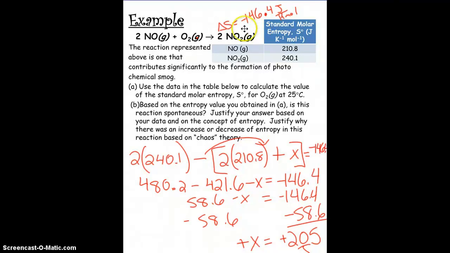And the entropy of the reaction is negative, which means that it is going from more chaotic to less chaotic. And this is not favorable.